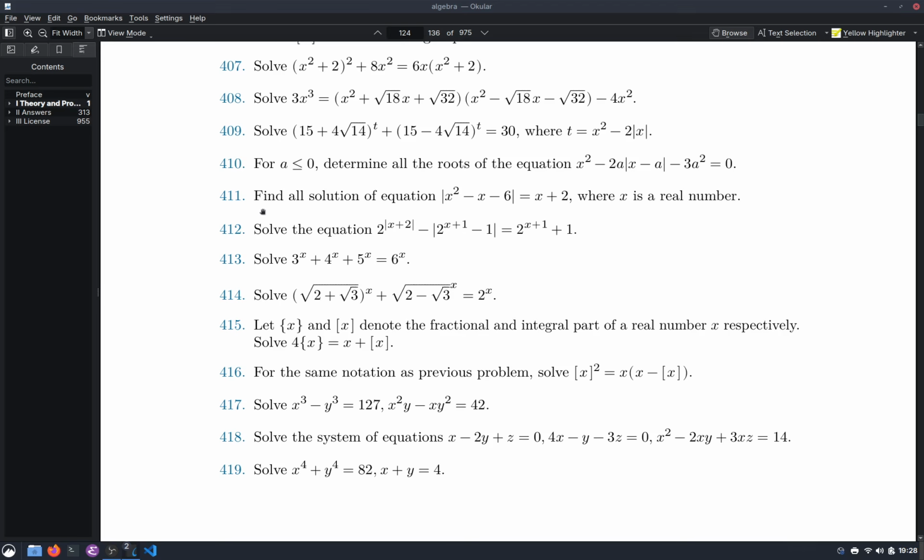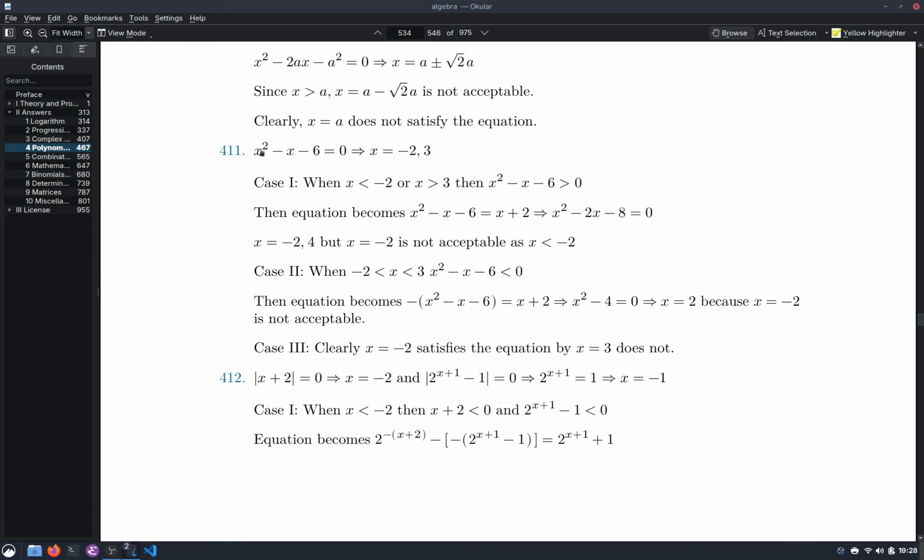As always, I'll say that when I'm reading the problem, you should pause the video and only if you cannot solve the problem, you should look at the solution. So question 411 says find all solutions of the equation mod of x square minus x minus 6 is equal to x plus 2, where x is a real number.